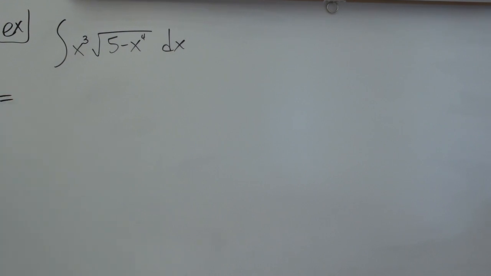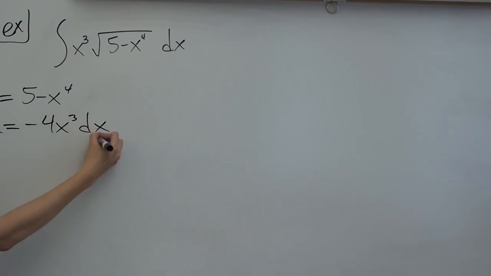What's your U? 5 minus x to the 4th to the 1/2. Is it 5 minus x to the 4th all raised to the 1/2? No. It's just the argument, 5 minus x to the 4th. Guys, let the U just be the argument, don't raise it to a power. Does that make life easier? Yes. Now is not the time to quit. Just wait till they get really hard. Alright, du. It's a little too late to switch. Negative 4x cubed dx.